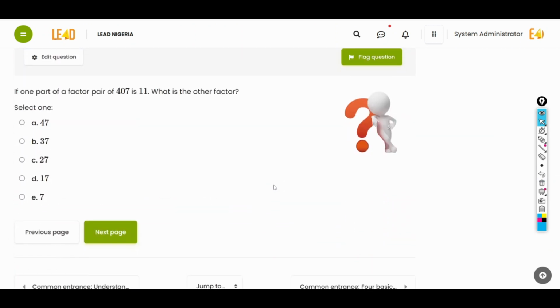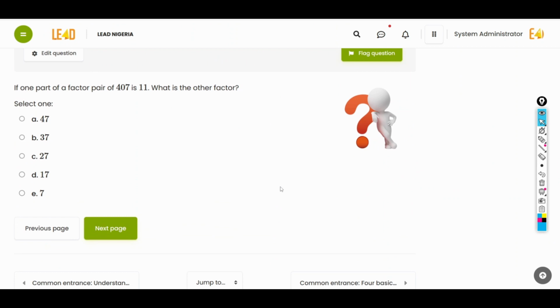Okay, number 50. One part of a factor pair is 407. What is the other factor? All right, a factor pair basically just means 2 numbers that you can multiply to get the number you're trying to factorize. Let's do an example. For instance, if we had to list out the factor pairs for 12, it's going to be 1 and 12, 2 and 6, and 3 and 4. So each of these are factor pairs because they each multiply to give you 12.